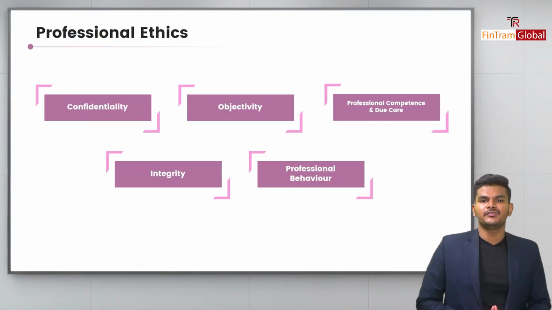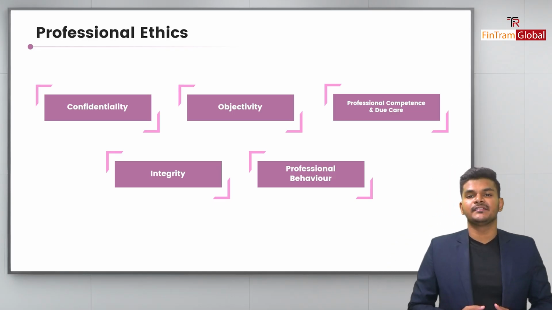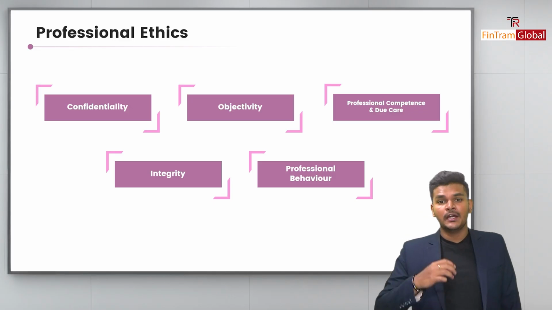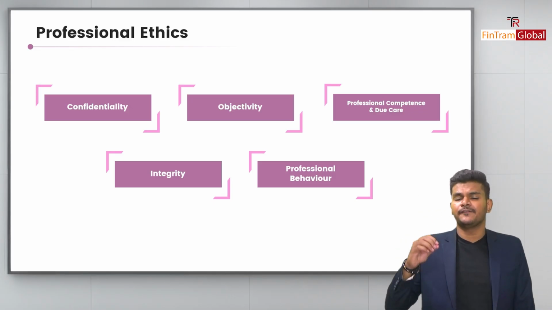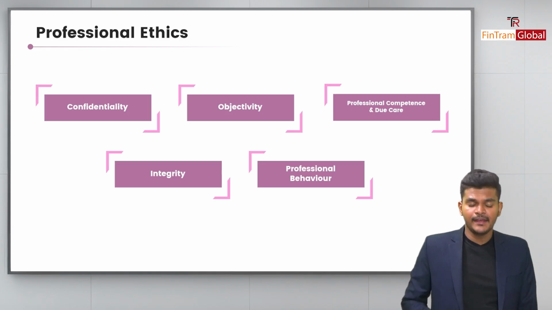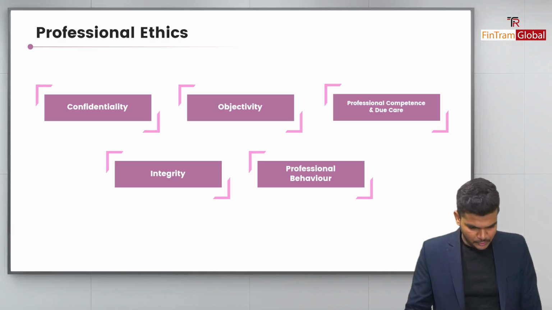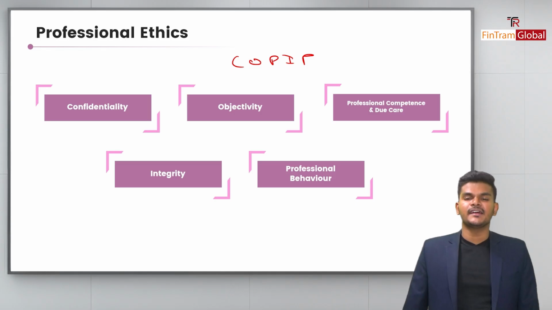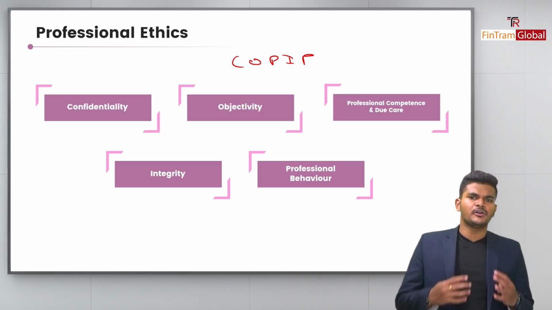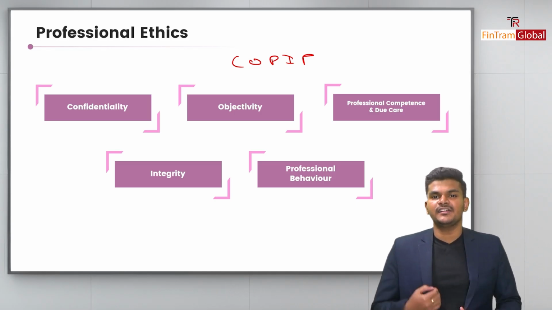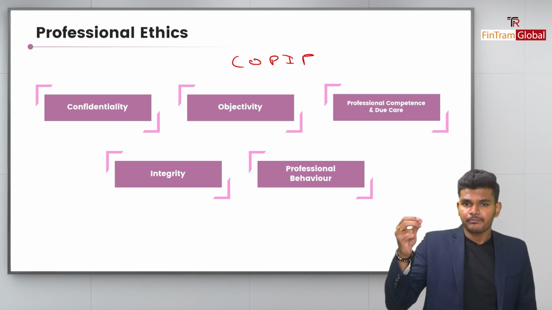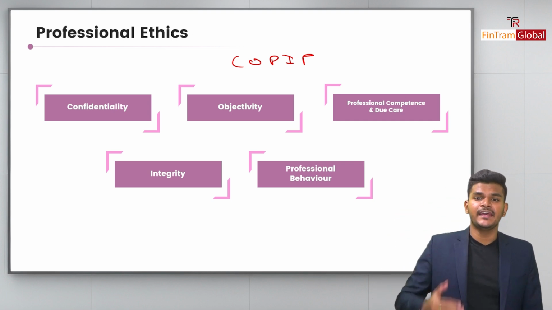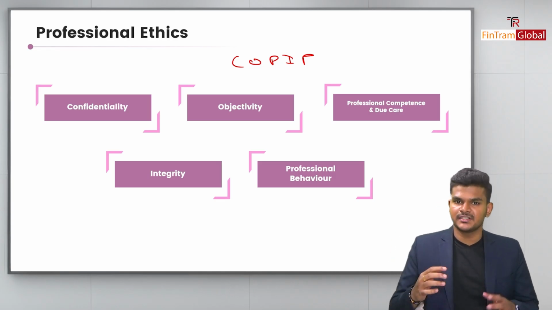So now we move on to professional ethics. Okay, folks. So when it comes to professional ethics, the first thing that we learn is the fundamental principles. When it comes to ACCA, there are 5 fundamental principles that you have to learn. There's a mnemonic that you can memorize it with: COPIT. So what does COPIT stand for exactly? C stands for confidentiality. And what does confidentiality mean? As an auditor, I cannot disclose any confidential or commercially sensitive information to any external parties outside the auditee. Okay, folks, that's basically the idea.